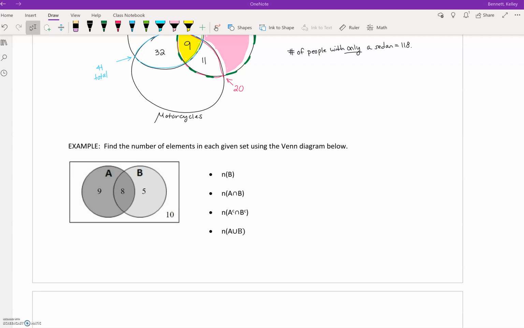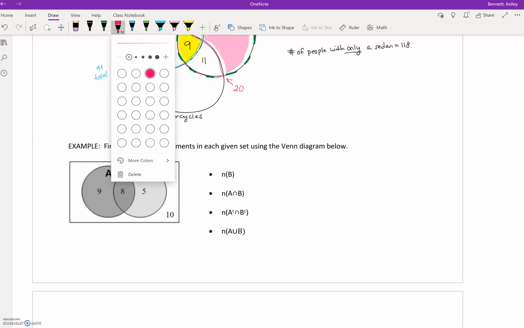So the next thing we're going to do is take a given Venn diagram and evaluate the number of elements in the set indicated. You have to remember your notation from lecture number 22 about intersections, complements, and unions. If you haven't done that yet, I would definitely recommend going back and watching that before proceeding. Otherwise, let's get started. The first one's asking us for the number, that's n, of elements in set B.